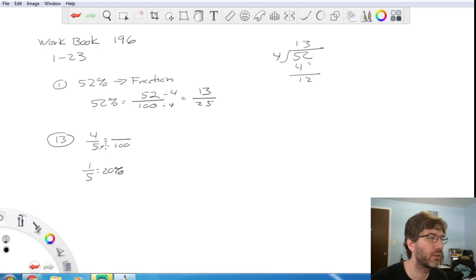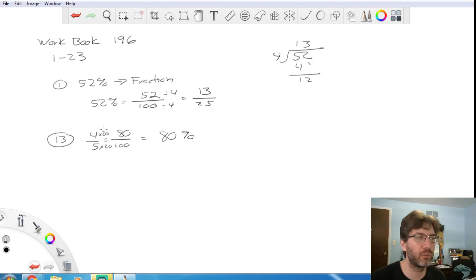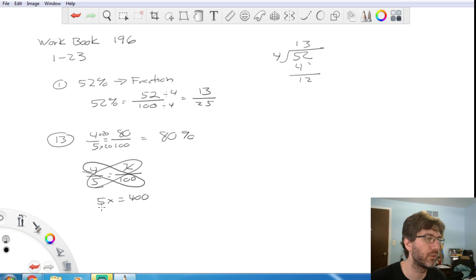You can multiply this by 20. You can multiply this by 20. It gives you the 80 over 100, so this equals 80%. Again, if you didn't recognize the common factor there, between 5 to get to 100, you can do this proportion two ways, and you'll get the same answer. You get 5x equals 400, divide by 5, divide by 5. You get x equals, 400 divided by 5 is 80. So it still equals 80% either way.